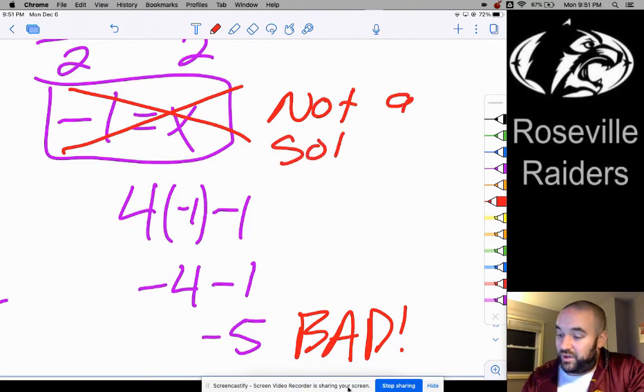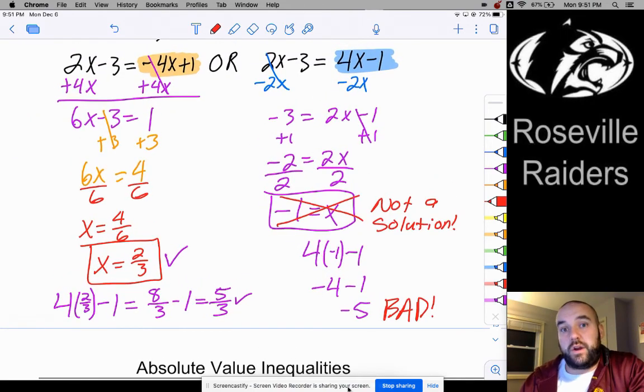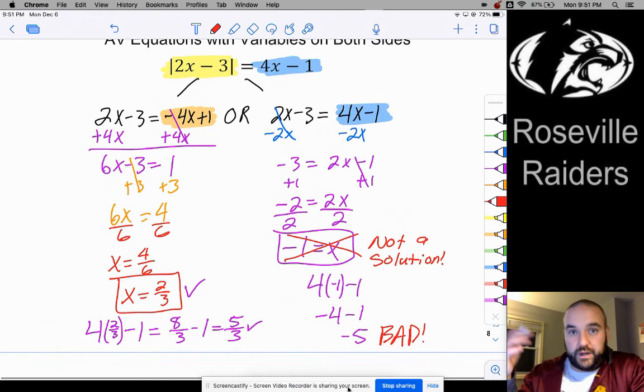There's a word for it. It's called an extraneous solution. It's a solution that, algebraically, you get an answer to, but when you go back and plug it in, it doesn't make sense.